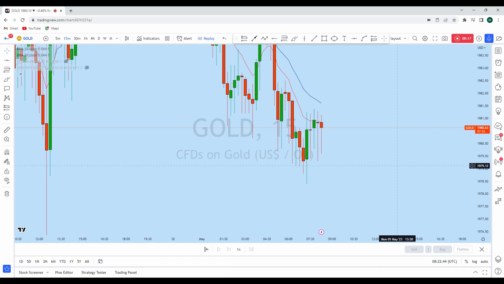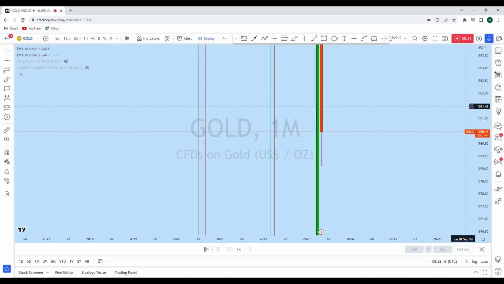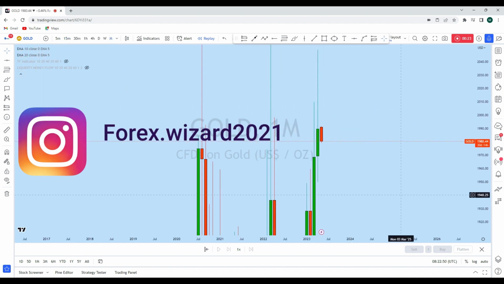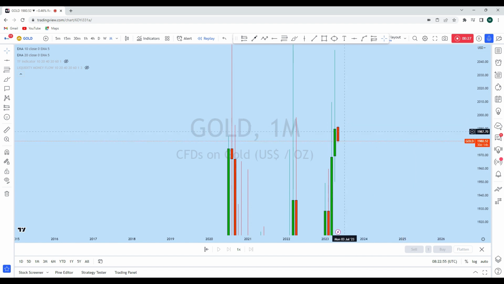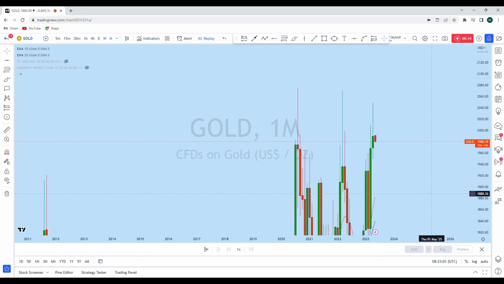Before we discuss how we can trade, first let's look at the bigger picture on the monthly time frame. As there is a monthly opening today, once the market opened, gold opened with a gap, and as soon as it opened, we saw downward momentum in the market. Overall on gold, there is a triple top formation at this important level of resistance.